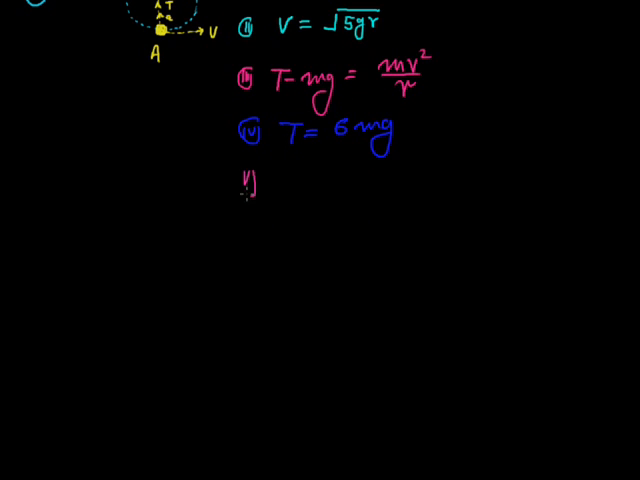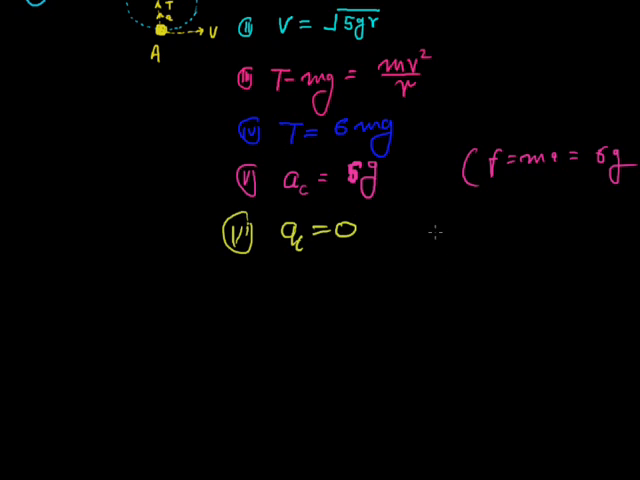Acceleration is 5g. We know that force is equal to mass into acceleration, that is 6g, not 5g, because 6 mg is the force. So acceleration is 6g. Tangential acceleration is 0 and a net is also 6g.